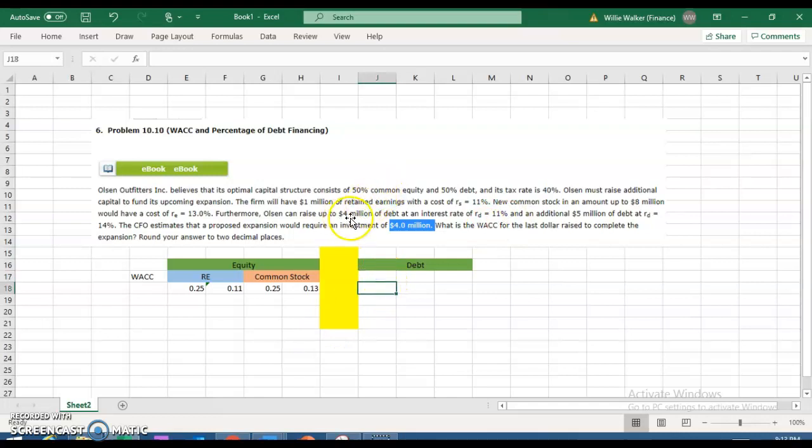So if we take $2 million and we get our weighted average from the $4 million that we need altogether, 2 million divided by 4 million should be half. So that's our weighted average of the debt, 2 out of 4 million. We can borrow it at a percentage of 11%.